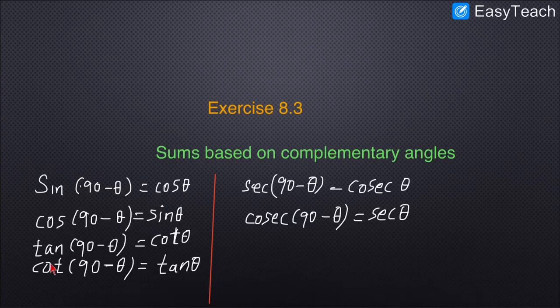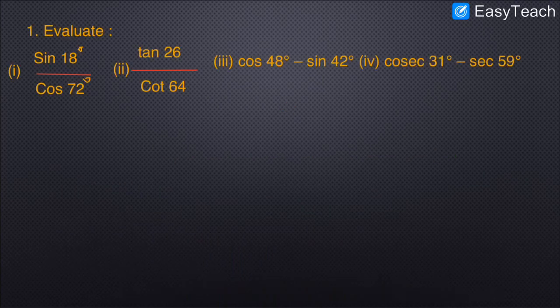Okay, let's start the first problem. Sine 18 degree by cos 72 degree. So here for sine 18 and cos 72, we don't have any table value. So what we are going to do is convert this to a table value, then use the table to find the corresponding value. Let me explain through an example.